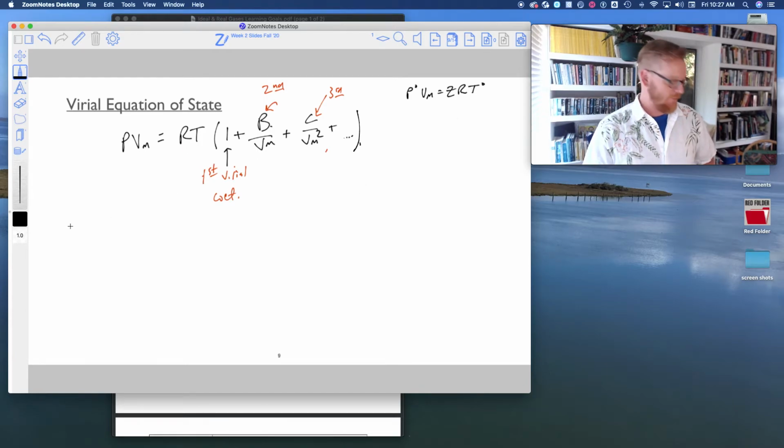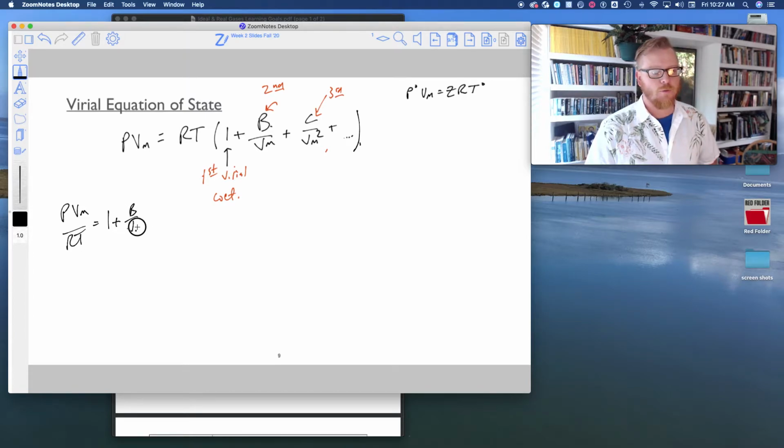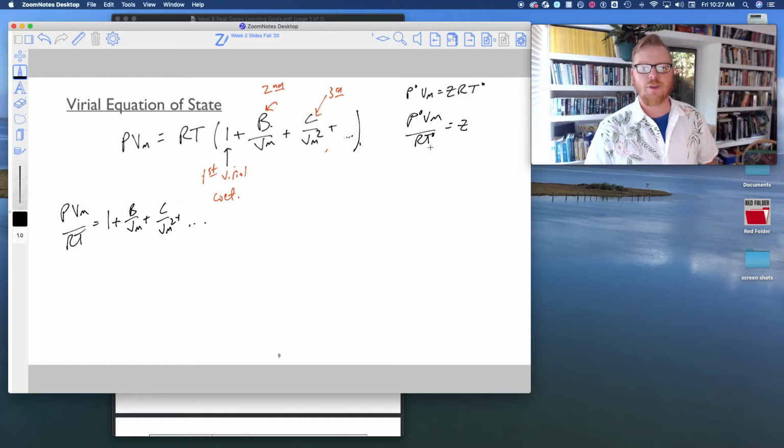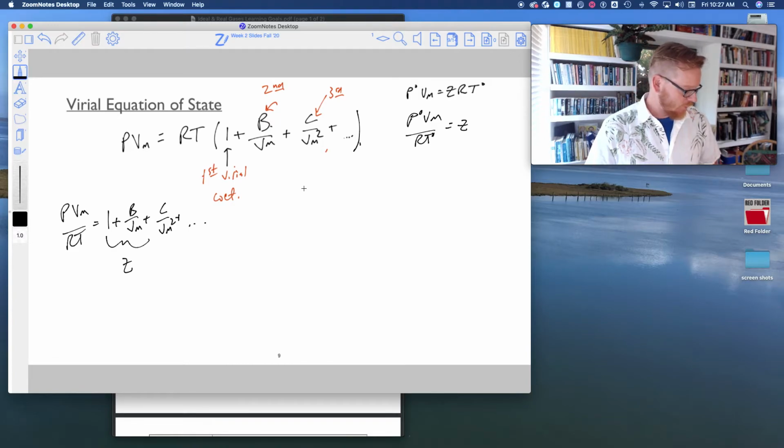And if I divide this out, if I say PVm divided by RT, that's going to be 1 plus B over Vm plus C over Vm squared, et cetera, et cetera. And now if you compare these two expressions, and I rearrange this, then I recognize all of this is another way of writing the compression factor Z. Okay, so let's write that out.